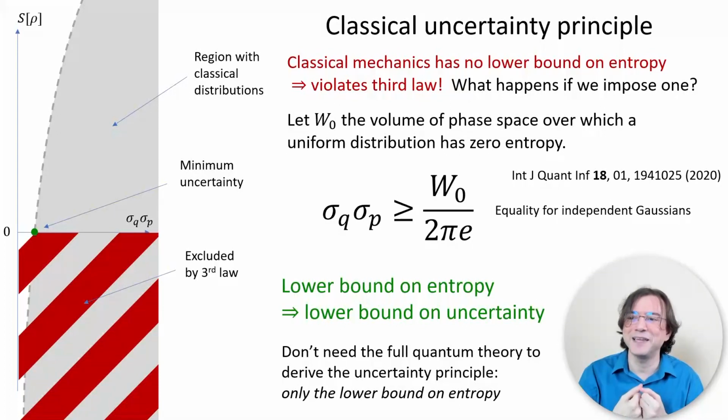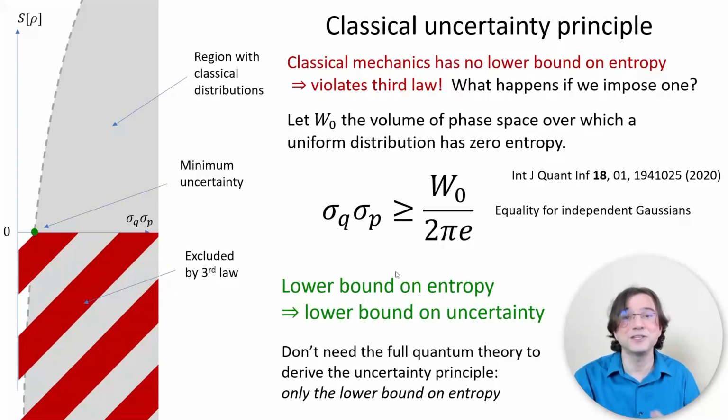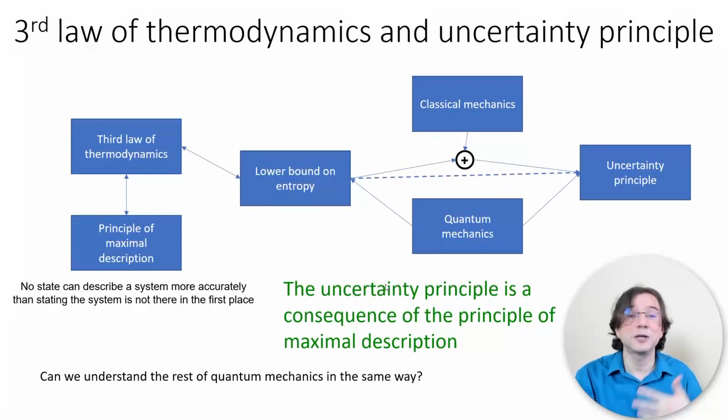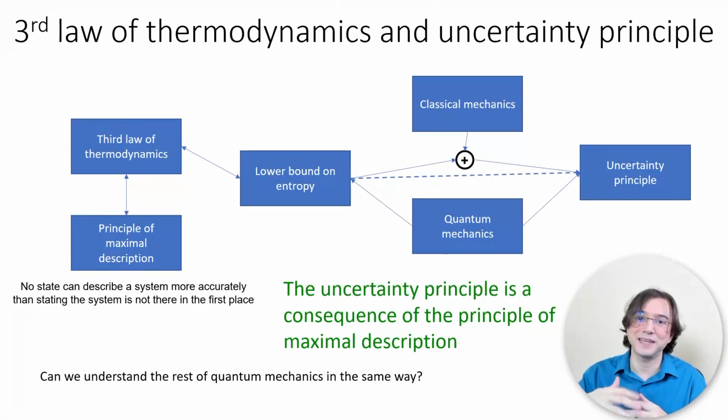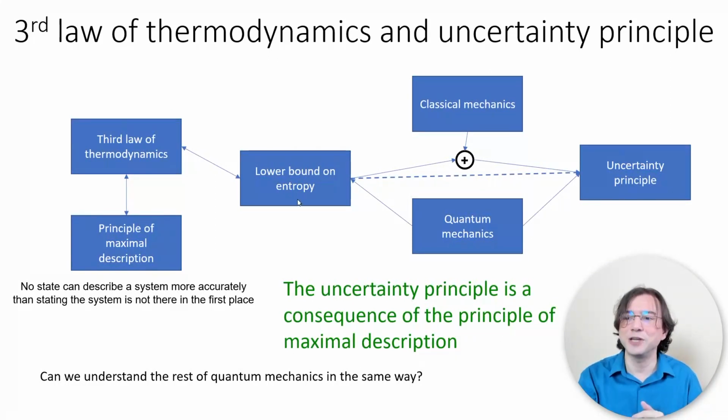So the idea is that this tells you that the uncertainty you have in quantum mechanics can be understood as a requirement coming from the third law, because quantum mechanics already has a lower bound on the entropy. The entropy of a pure state has to be 0, and any mixed state has to have a greater entropy. So the third law is already there in quantum mechanics. It's not there in classical mechanics, and if you add it, you get an uncertainty principle.